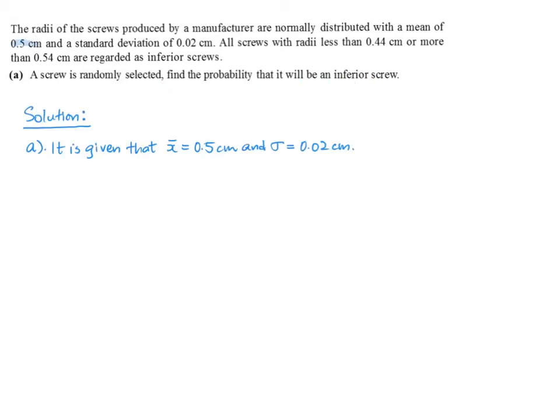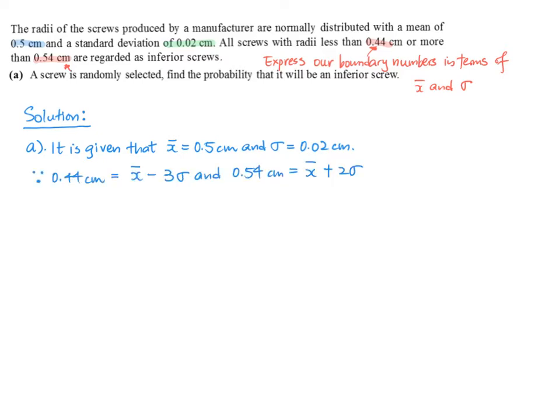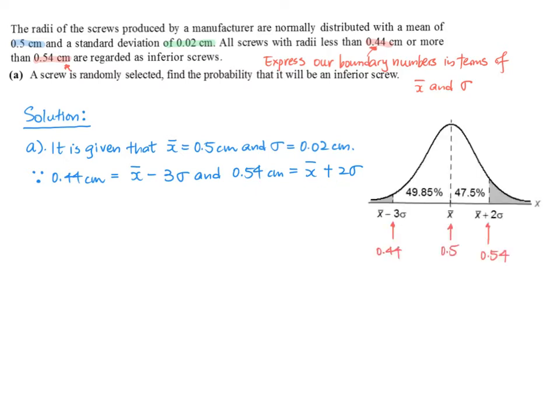So first of all, if this is the mean and this is the standard deviation, then we want to express this and these boundary numbers in terms of the mean and the standard deviation. But we know that 0.44 is actually 3 standard deviations below mean and 0.54 is 2 standard deviations above mean. And so when we put these onto the graph to identify these three numbers, the sum of these two portions is what we wanted, because these are the bad ones, right? Lower than 0.44, these are the bad ones, and higher than 0.54, these are the bad ones.